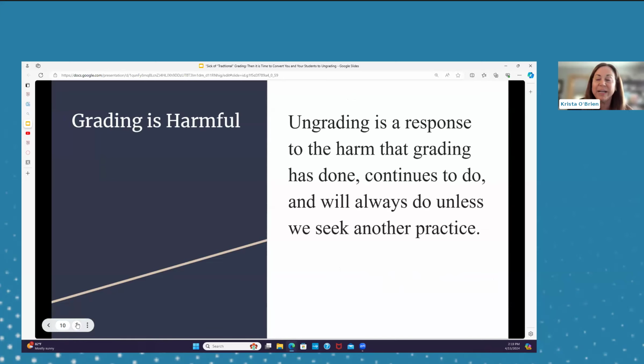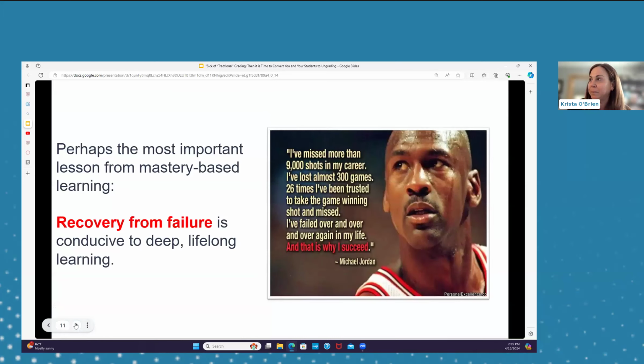So ungrading is a response to the harm that grading has done, continues to do, and will always do unless we seek another practice. So that's why I have switched to all my classes being ungraded. I'm trying to undo all that harm and have students believe more in themselves, take risks in their reading, take risks in their writing, take just risks in general with their learning.